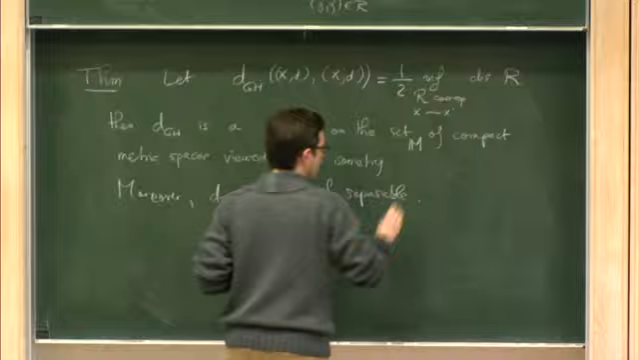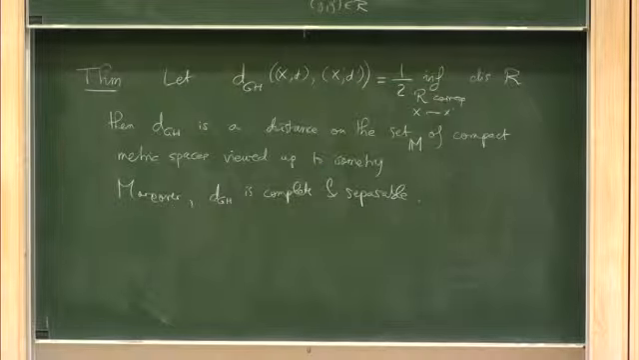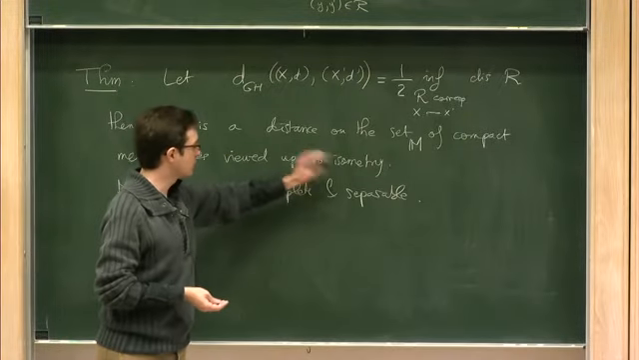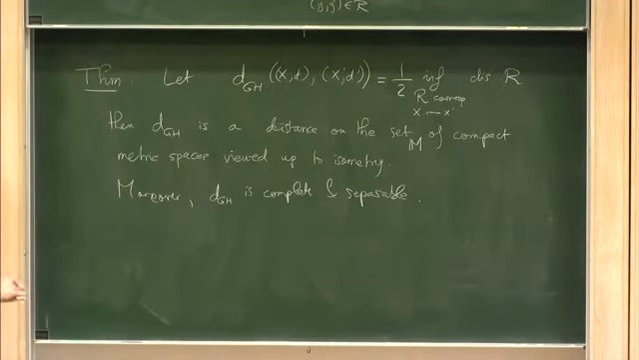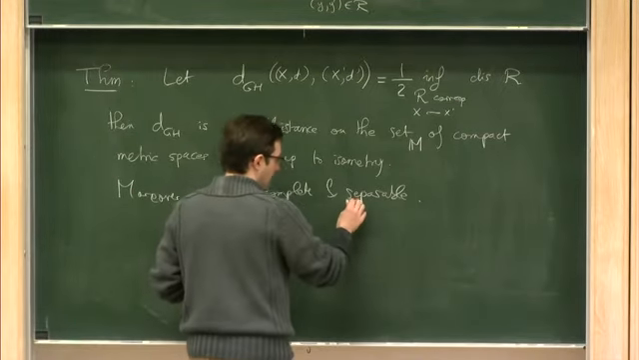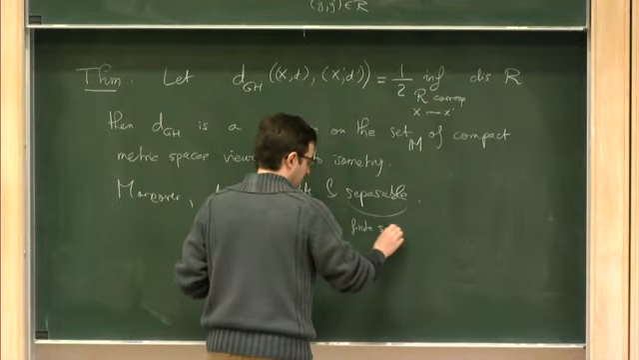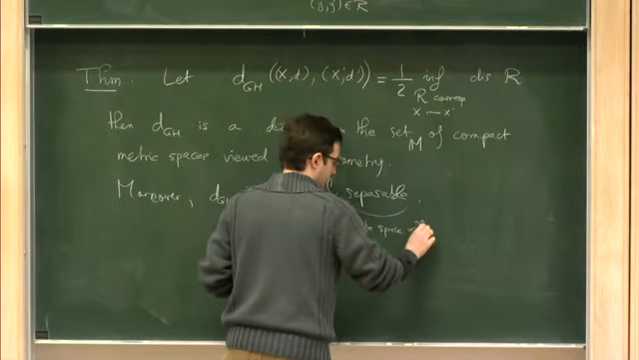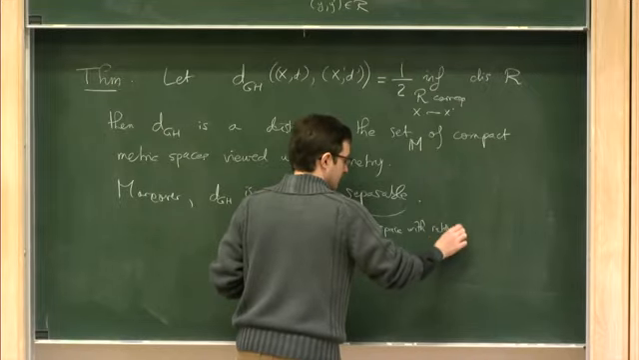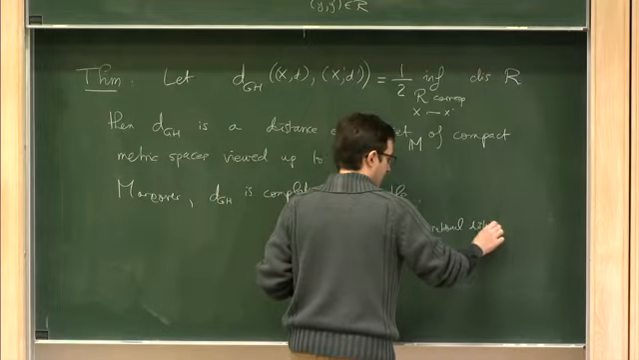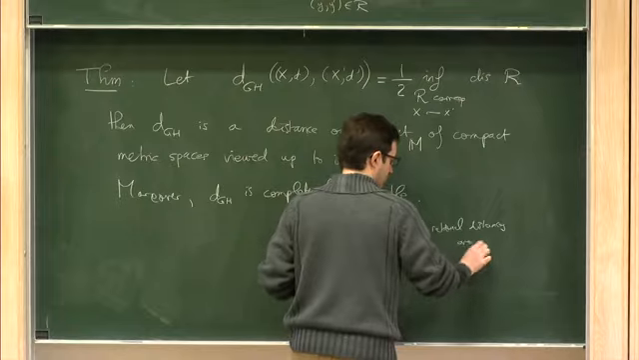So it seems like it's defined on a huge space, but in fact it's not really. When you view compact metric spaces up to isometry, this is a very reasonable space, and in fact it's separable. In fact, finite spaces with, say, rational distances are dense.